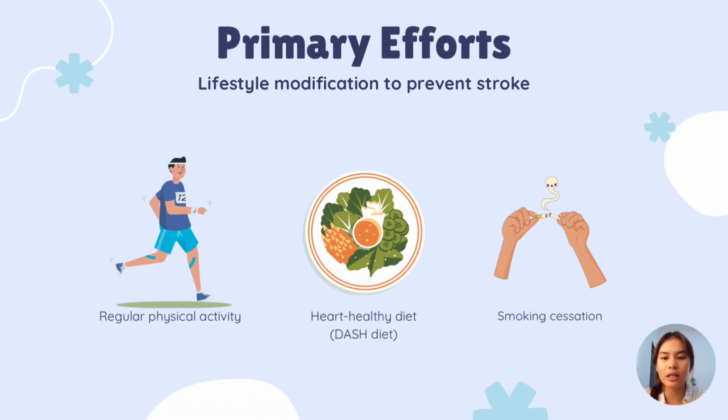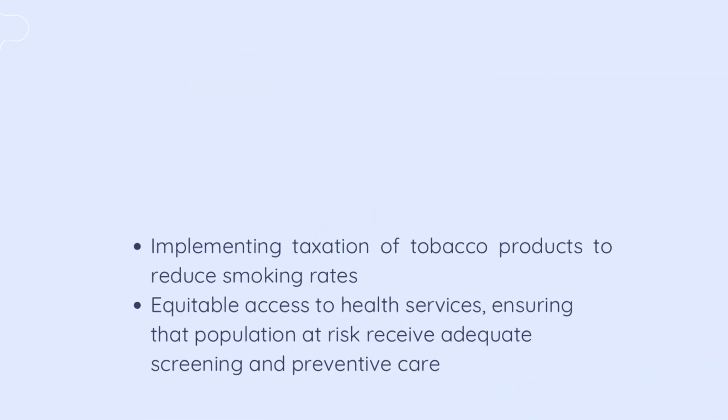Lifestyle modifications such as regular physical activity, healthy diet, and smoking cessation are essential to prevent stroke. A diet rich in fruits, vegetables, and unsaturated fats is associated with reduced risk of cardiovascular disease, including stroke. Regular physical activity, at least 150 minutes per week, improves overall cardiovascular health and reduces embolic risk.